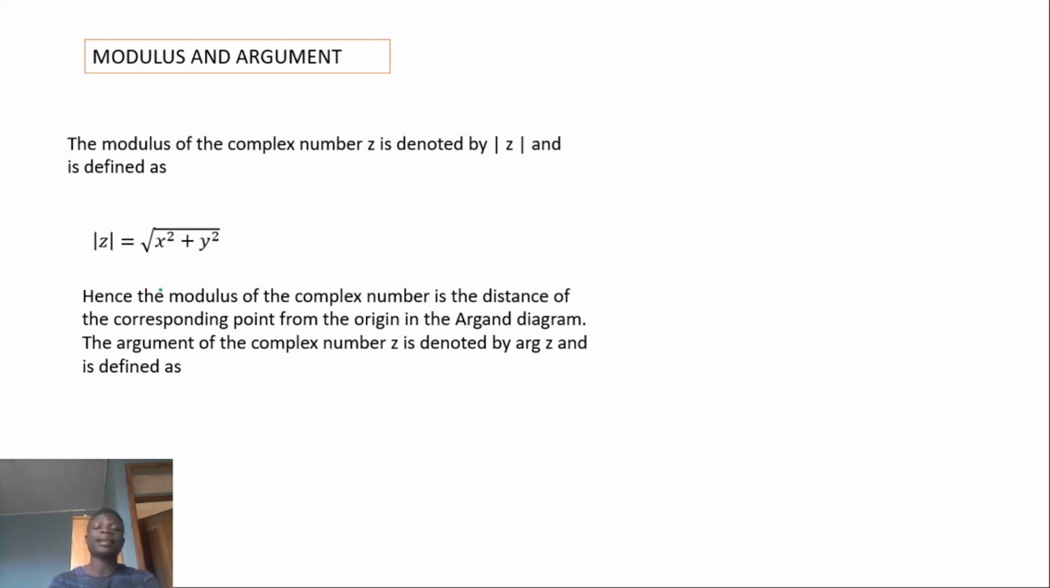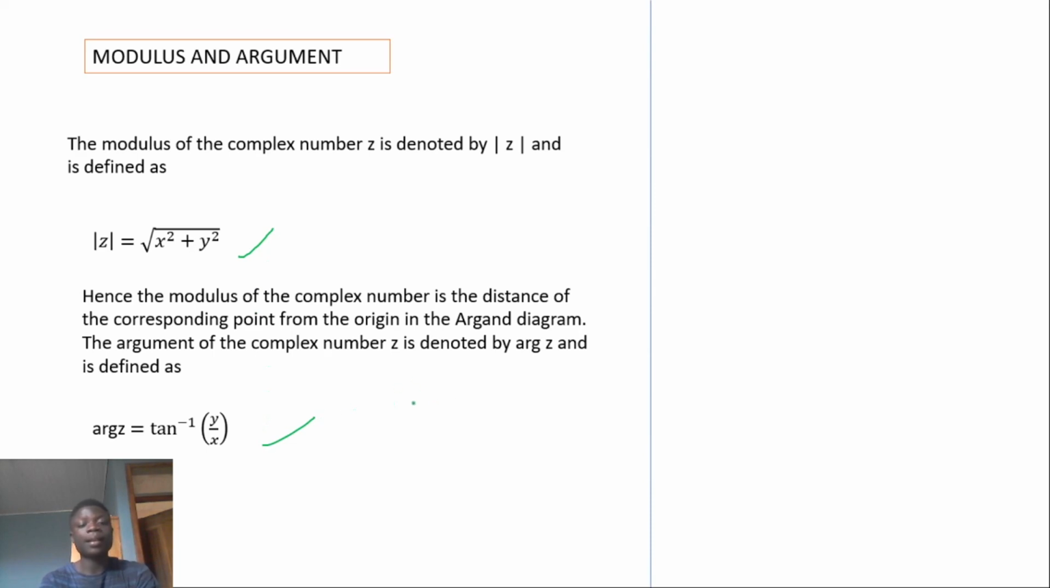As I said, it's a graph. When we present it on a graph, you are finding the hypotenuse. And the argument is like finding the angle of the complex number. So the formulas that you need to keep are this one and also this one. Now I'm going to show you something.